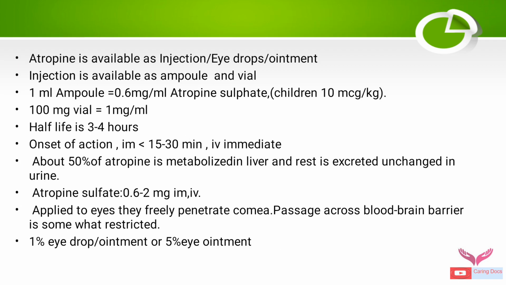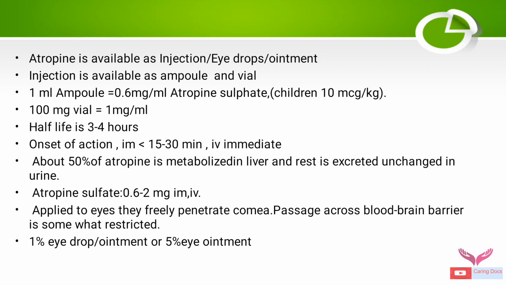Atropine is available as an injection, eye drop, and ointment. Injection is available as ampule and vial. A 1 ml ampule is 0.6 mg per ml of atropine sulfate, and in children the dose is 10 microgram per kg. A vial also contains 1 mg per ml of atropine. The half-life of atropine is 3 to 4 hours.